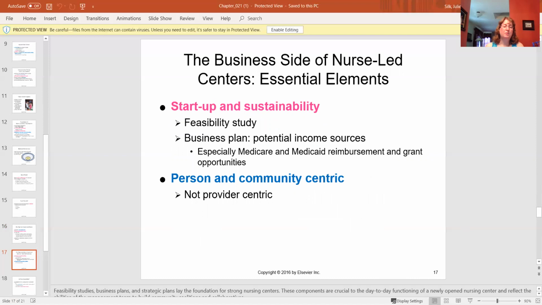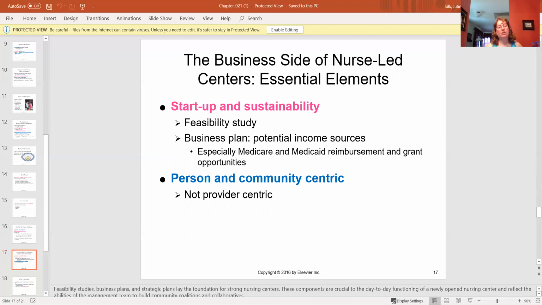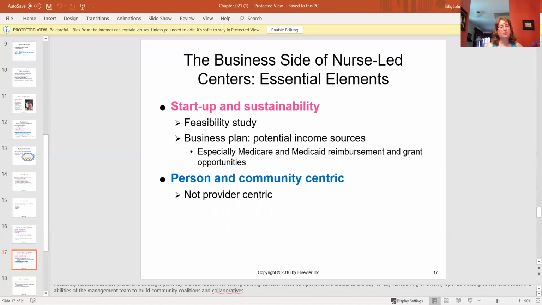Feasibility studies, business plans, and strategic plans lay the foundations for strong nursing centers. These components are crucial to the day-to-day functioning of a newly opened nursing center and reflect the abilities of the management teams to build community coalitions and collaboratives. Generally, this is a business regardless, so you have to figure out how you're going to sustain what you're trying to do and make it profitable so you can continue doing it.